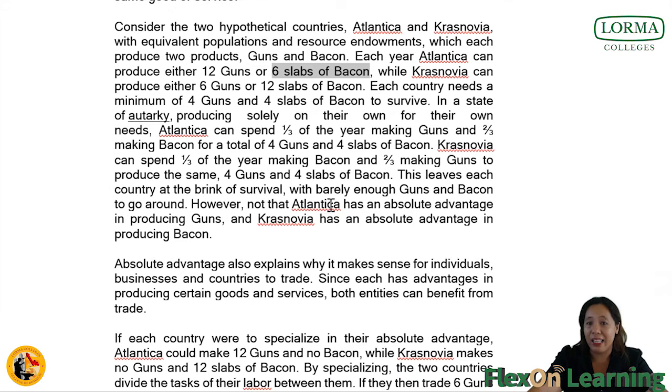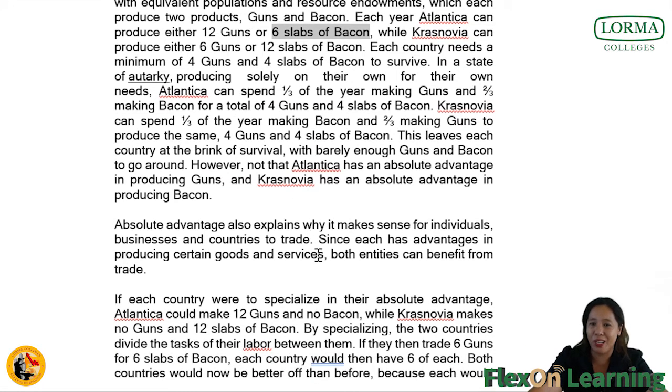However, note that Atlantica has an absolute advantage in producing guns, and Krasnovia has an absolute advantage in producing bacon. So, if let's say you are president of one of the countries, what are you going to do? Absolute advantage also explains why it makes sense for individuals, businesses, and countries to trade. So, why not exchange, isn't it? You might be telling me now, one will do the guns and the other the bacon.